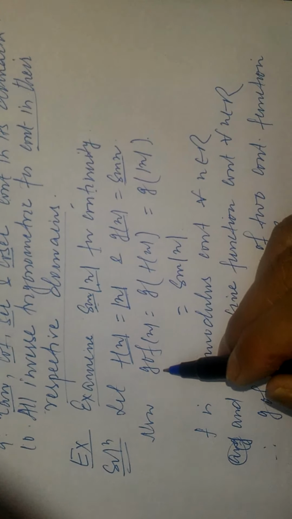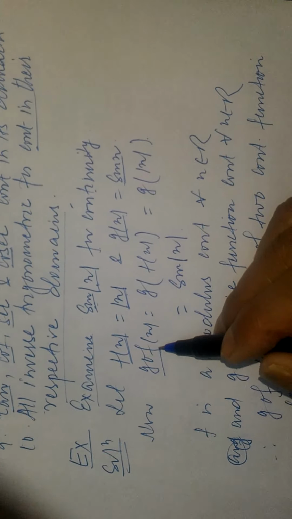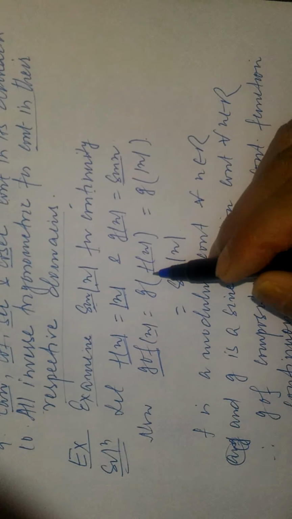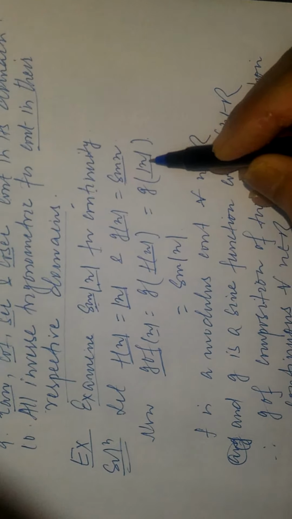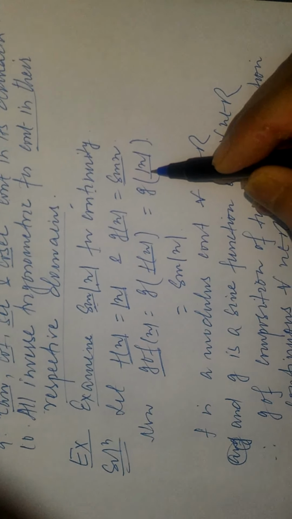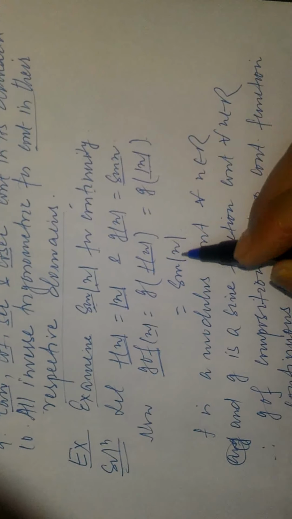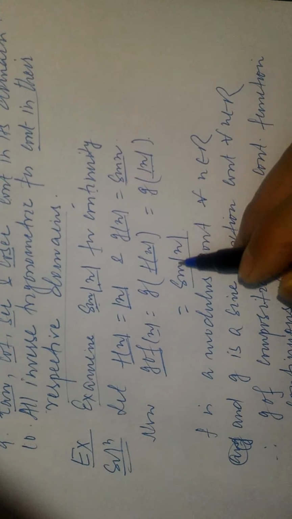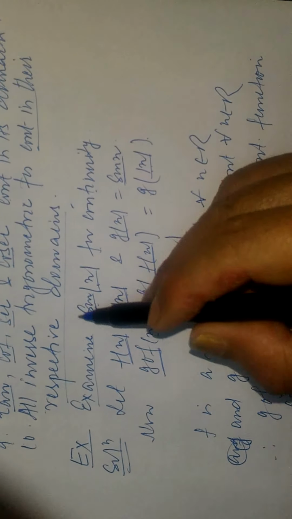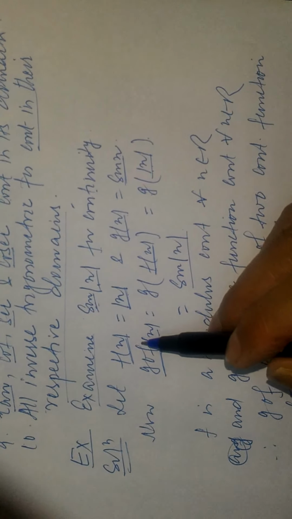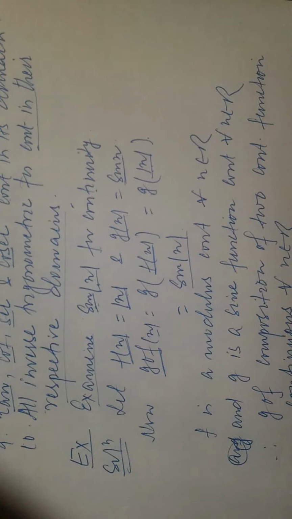So if we find g of f of x, we put the value of f of x as mod x. Now in g of x, we replace x by mod x. So we are getting sine of mod x. So we have got that this function is the composition of two functions. One is the mod function, the other is the sine function.